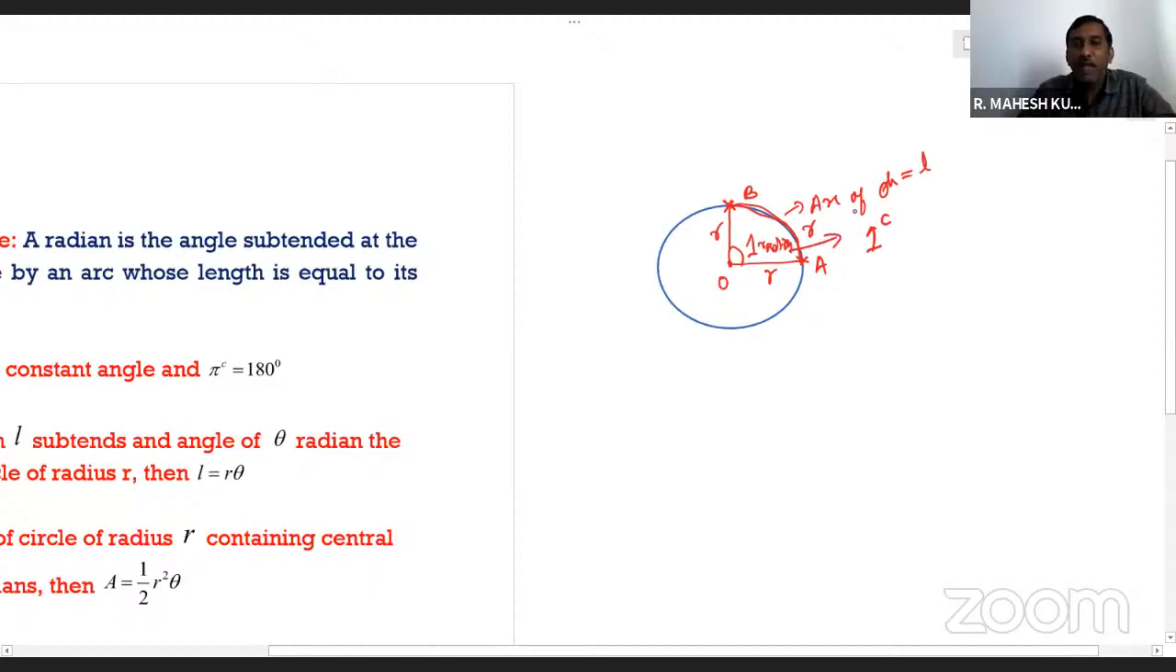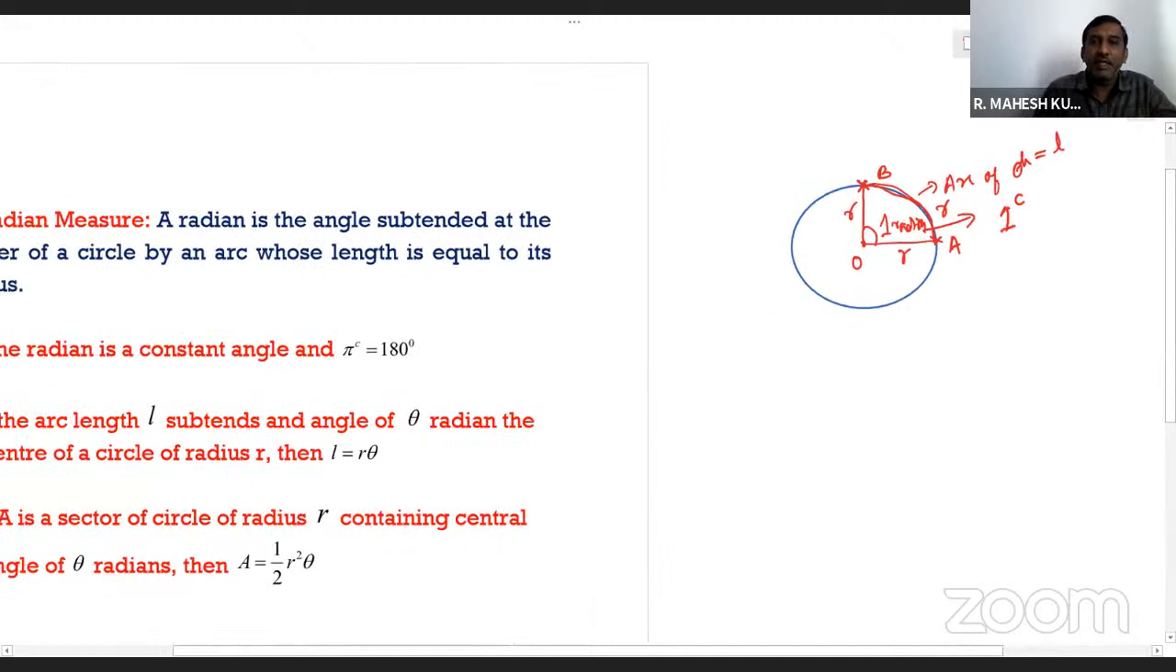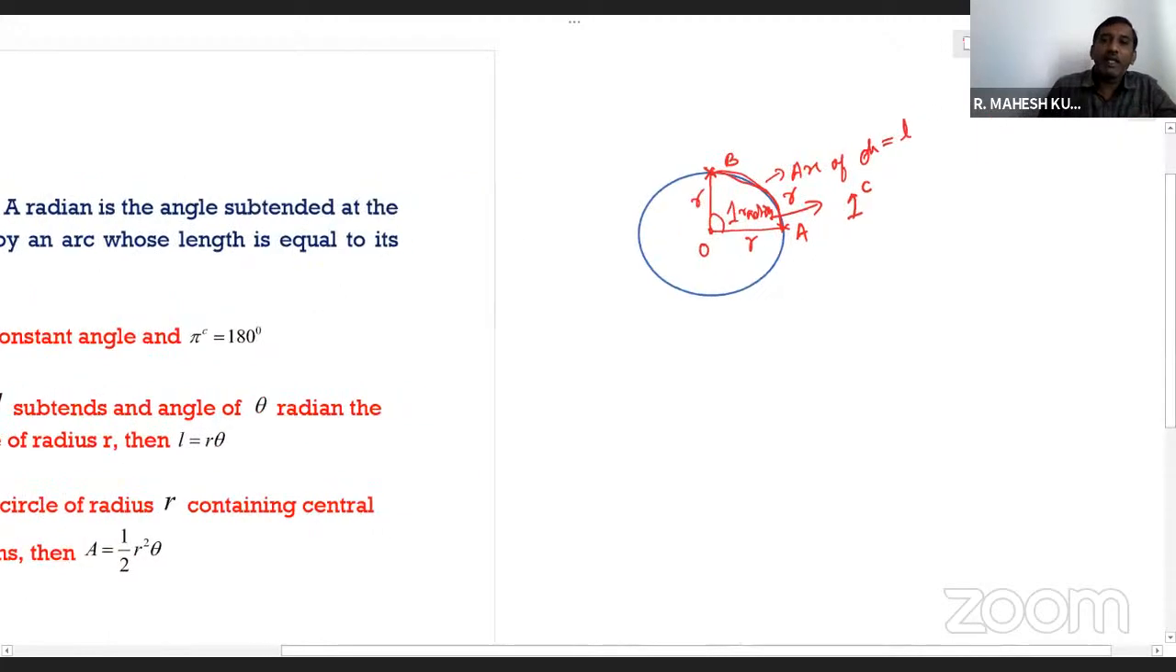Therefore, you can define the definition of a radian as follows. A radian is nothing but the measure of an angle subtended by an arc of a circle at the center of a circle whose length is same as the radius of the circle. So that is called as 1 radian. Understood? So 1 radian generally, it is always a constant angle. ನೋಡಿ 1 radian ಅನ್ನ ಹೇಗೆ ಬರಿತೀವಿ. 1 radian is always constant angle, right? So this is a constant angle.